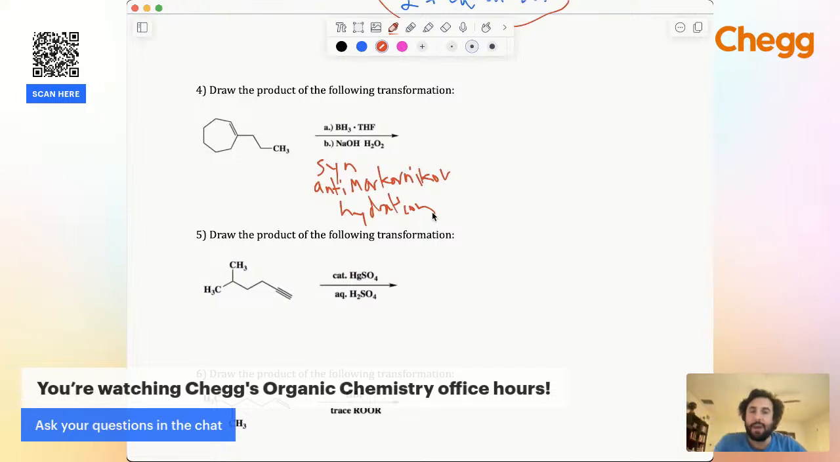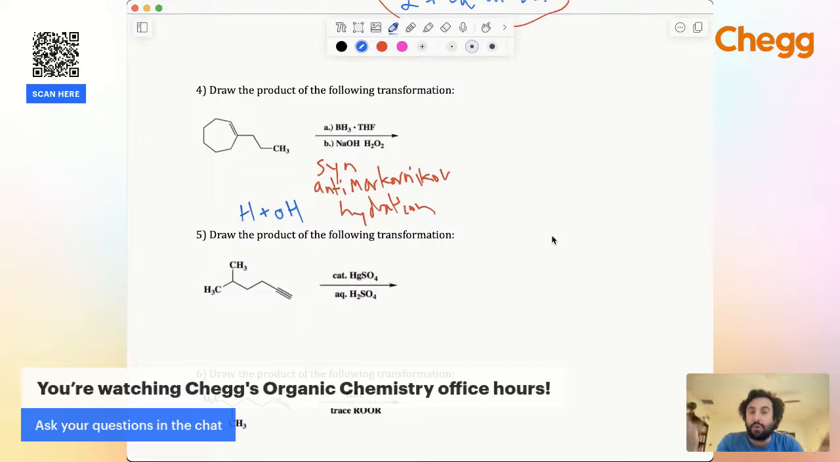That is memorization, but that is the only thing that is memorization. If you successfully memorize that, the rest is relatively trivial, because all we're doing is applying our knowledge of what those words mean to whatever substrate we're given. So what do these words mean? Hydration means we are adding a water molecule in the form of a hydrogen and a hydroxyl. So the two carbons that are participating in the pi bond, one of them is going to get a hydrogen, the other is going to get a hydroxyl.